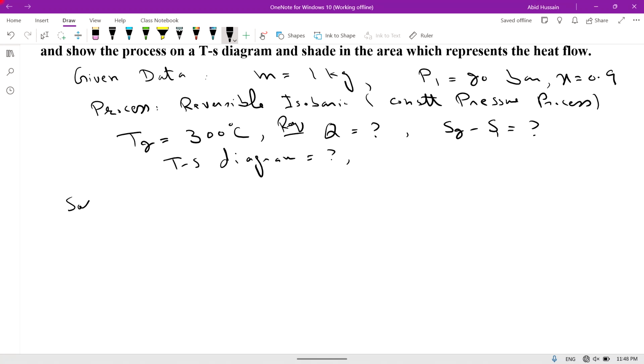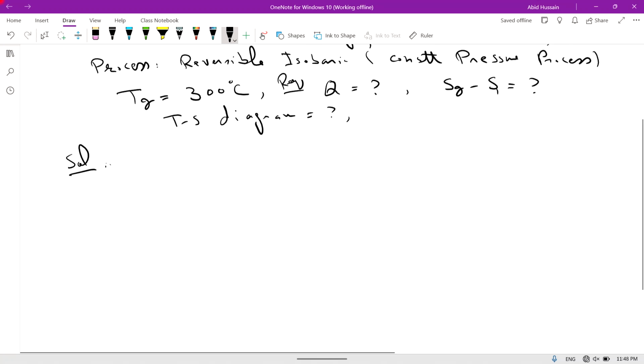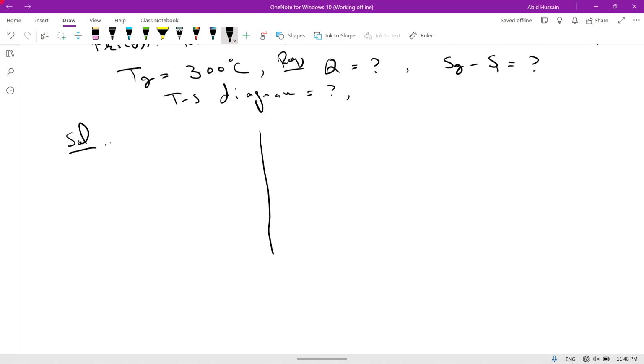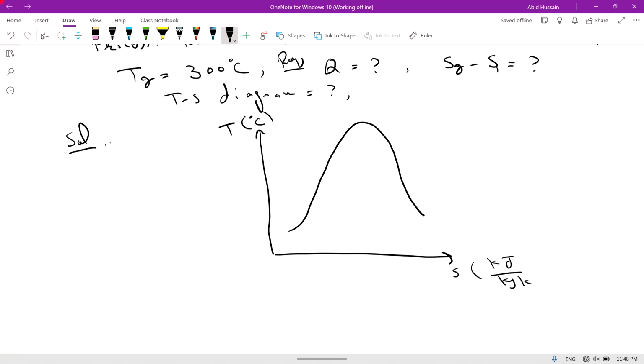So we start the solution. First we draw the TS curve, with temperature in degrees centigrade and entropy in kilojoule per kilogram per Kelvin. The TS curve is like this, and this is the constant pressure process. So this is the liquid region in the TS diagram.